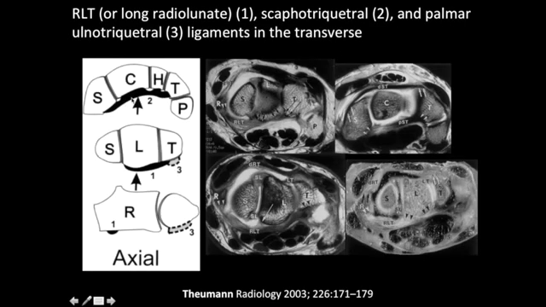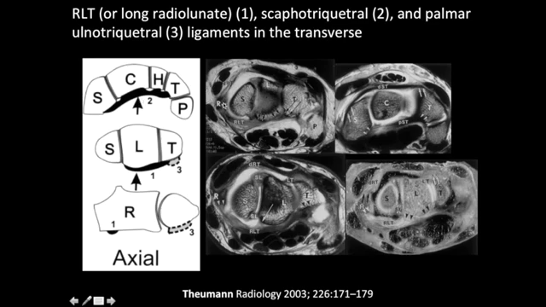More distally, we will be able to follow the radiolunotriquetral ligament, which extends from the radius to the lunate and triquetrum. We will see the volar ulnotriquetral ligament, which begins more medially along the ulnar head and extends into the triquetrum, and then more distally we will catch the scaphotriquetral ligament, the volar scaphotriquetral ligament.